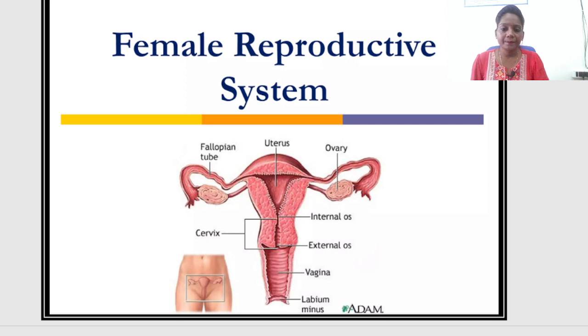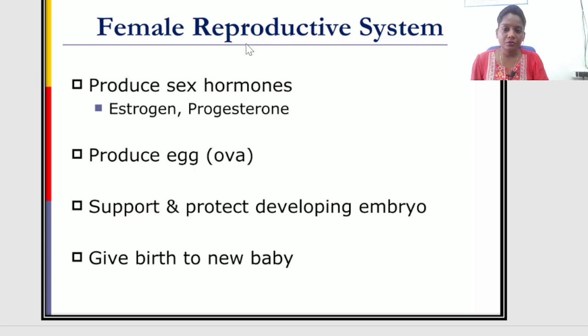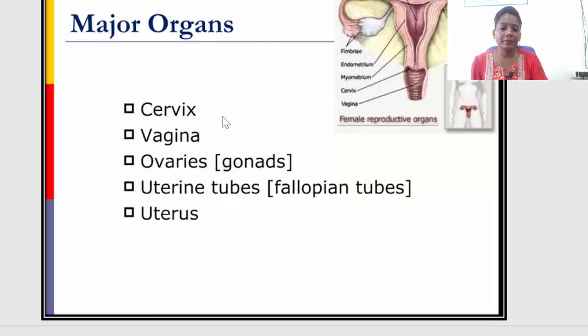And this I have already explained. So in the female reproductive system, a very important thing which we require is the ovaries. From the ovaries hormones are released and the egg is released. The egg, we can call it an ovum, helps in the development of the embryo, and it gives birth to a newborn baby. Already discussed here are the important major organs in the reproductive system: cervix, vagina, ovaries, uterine tubes, or we can say fallopian tubes, and the uterus.